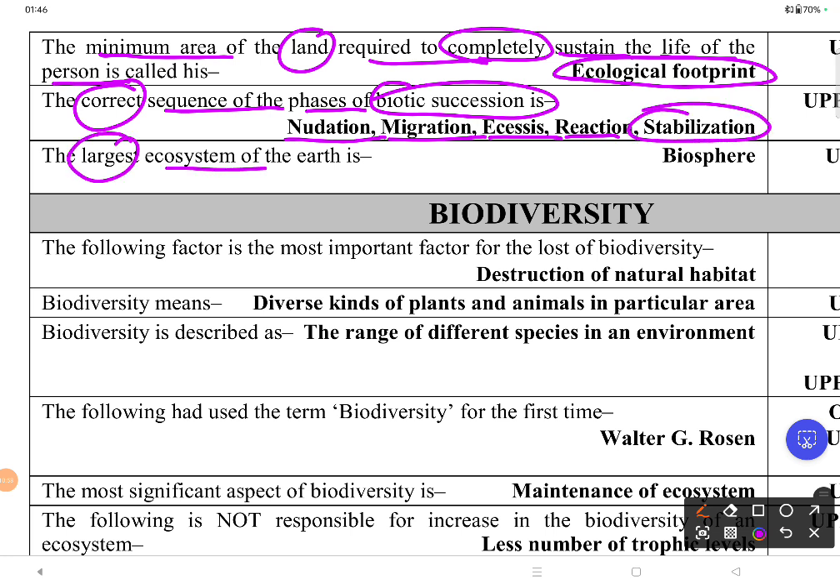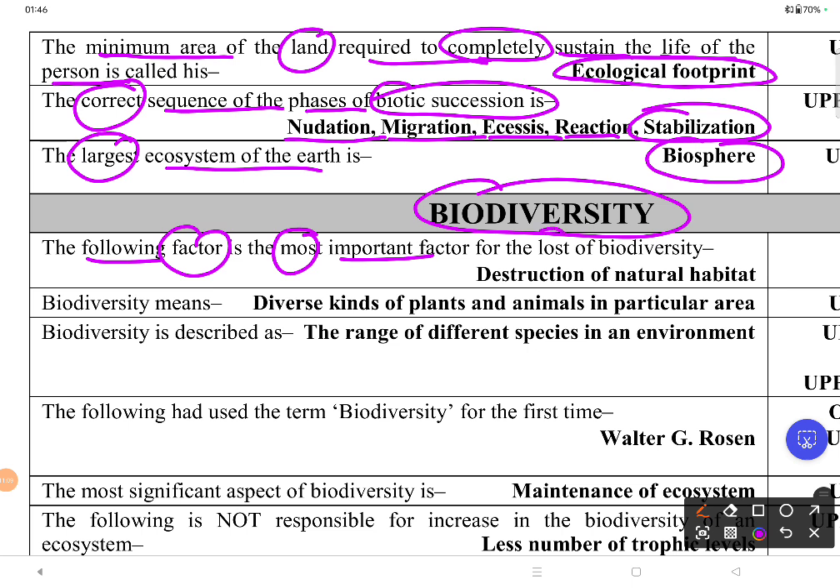The largest ecosystem of the earth is the biosphere. Now move on to the next chapter, that is biodiversity. The most important factor for the loss of biodiversity is destruction of natural habitat.